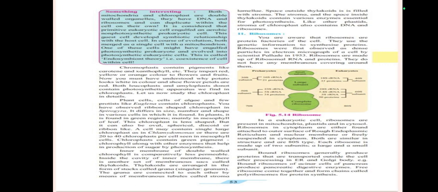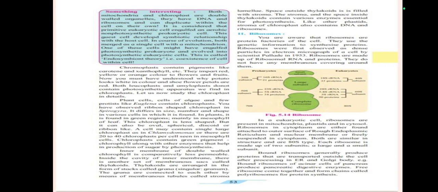Ribosomes were first observed as dense particles in the electron micrograph of a cell by the scientist Palade in 1953. The ribosomes are made up of ribosomal RNA and proteins. They do not have any membranous covering around them. Figure 5.14, ribosome. In a eukaryotic cell, ribosomes are present in mitochondria, plastids, and in the cytosol.